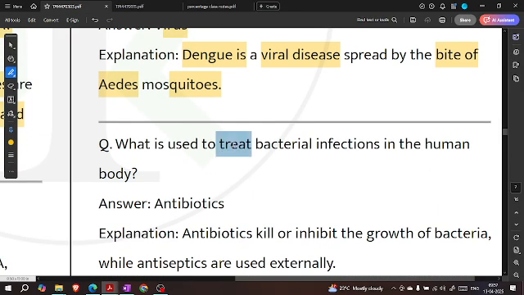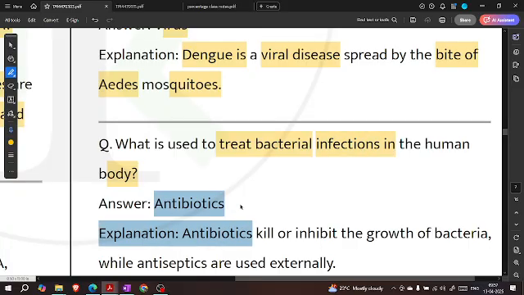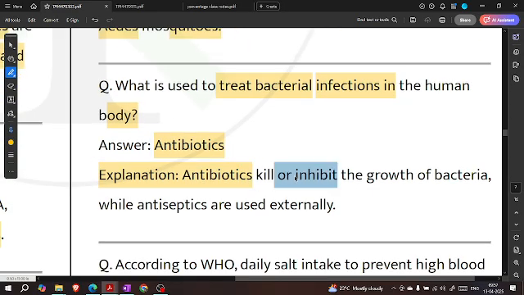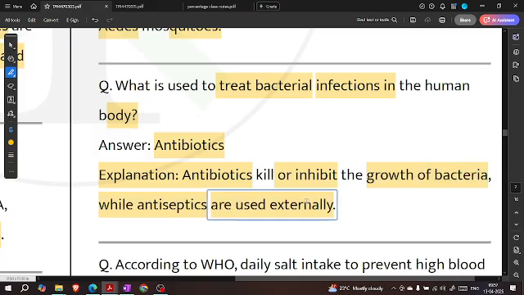What is used to treat bacterial infection in the human body? Antibiotics. Antibiotics kill or inhibit the growth of bacteria, while antiseptics are used externally.